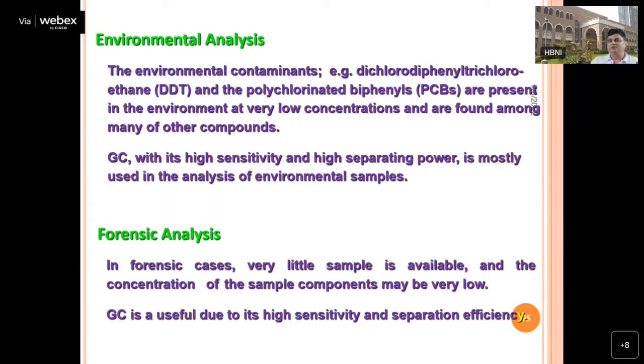The major hurdle with forensic samples is that the quantity of the sample is very low. Compared to other techniques where the sample requirement is high, GC is useful. The same work can be done with high sensitivity and separation power using GC, though the sample content is very small.